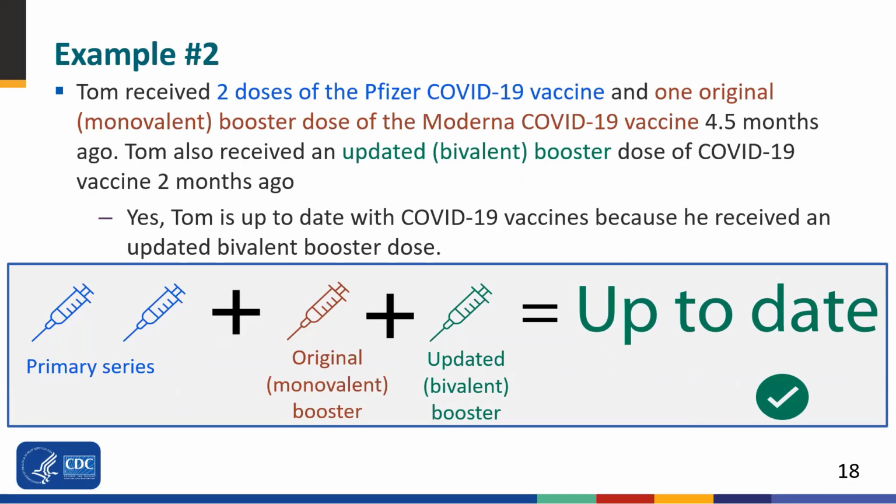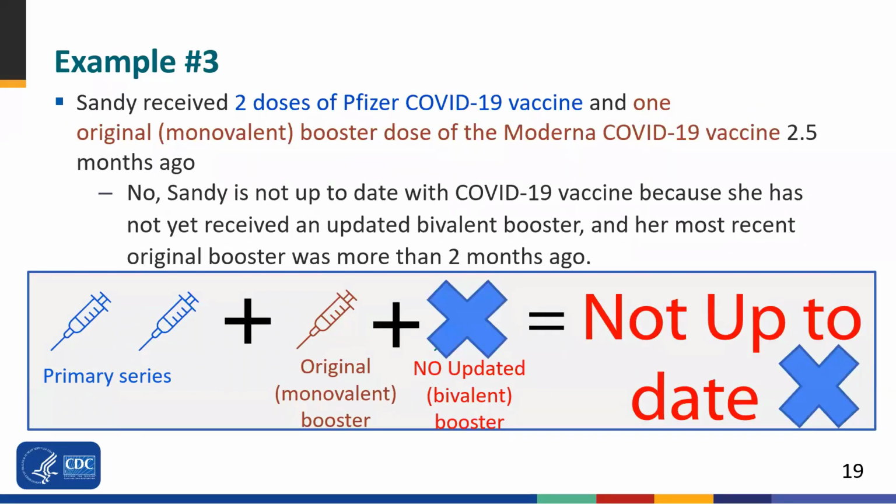In example number 2, we will use the name Tom. Tom received 2 doses of Pfizer vaccine and 1 dose of the original monovalent Moderna vaccine as a booster. He also received a bivalent booster dose 2 months ago. Is Tom up to date? The answer is yes. Tom is up to date with COVID-19 vaccines because he received an updated bivalent booster dose.